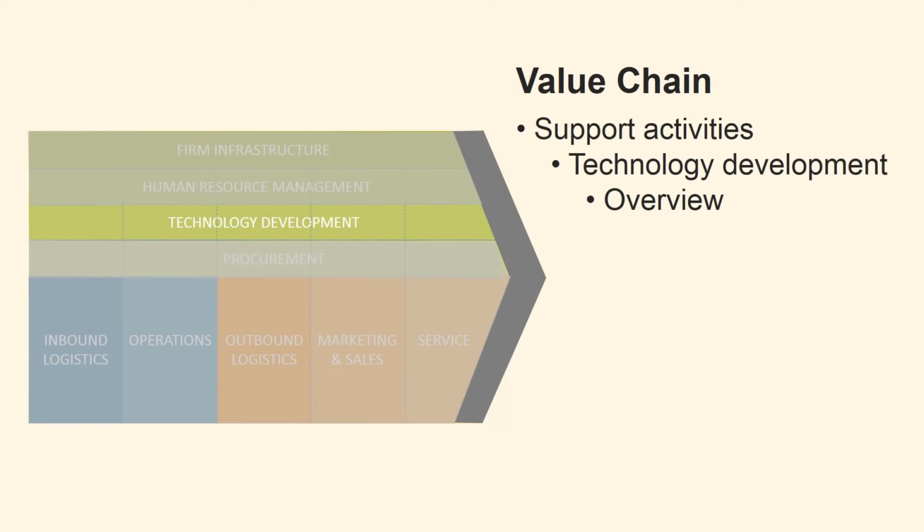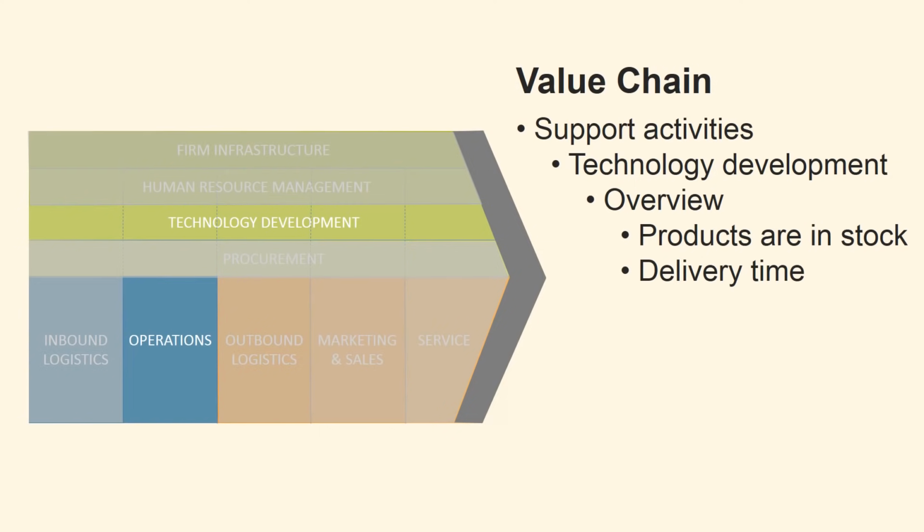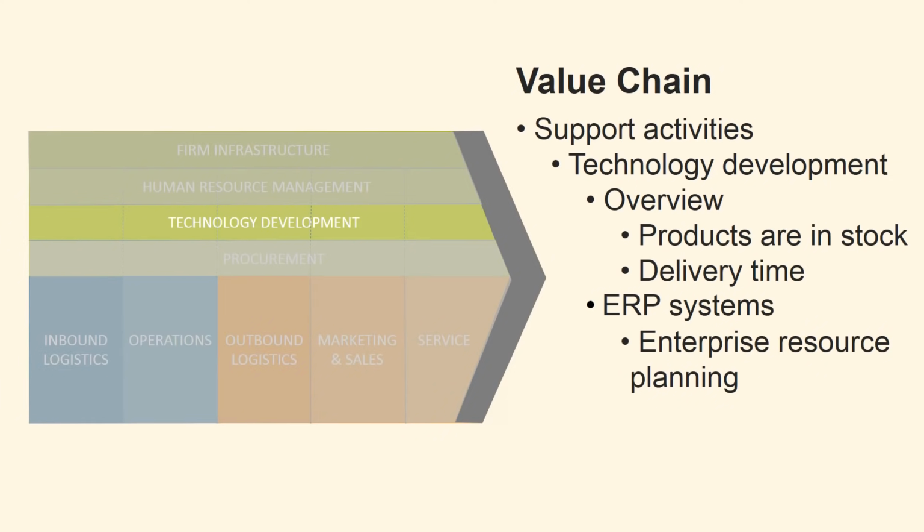The support activity technology development must be understood broadly. It is the overall systems that provide an overview of the entire organization. The sales department have the opportunity to see whether the products the customer demand are out of stock, how far they are advanced in production, and when they can be accurately delivered. It may involve ERP, Enterprise Resource Planning, systems that bind the entire organization's information together.